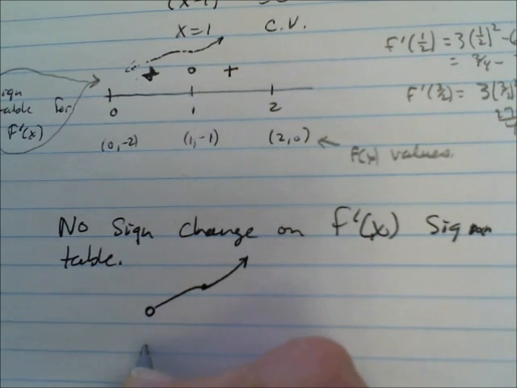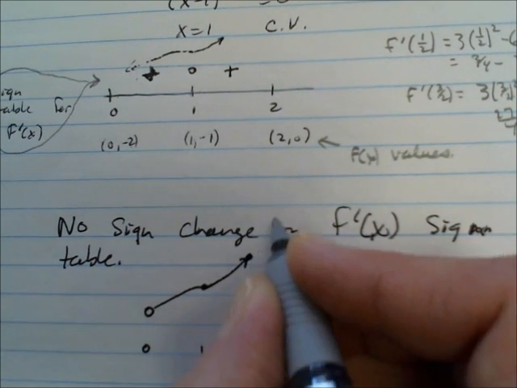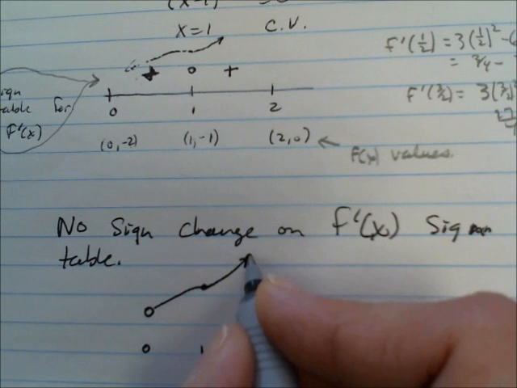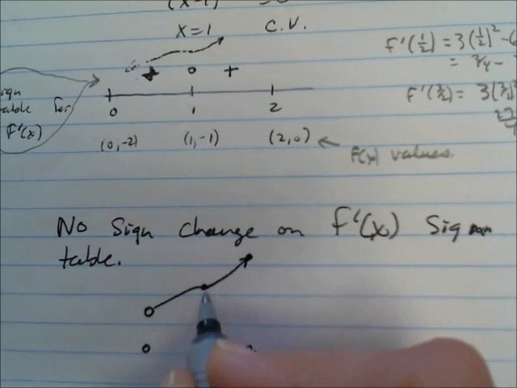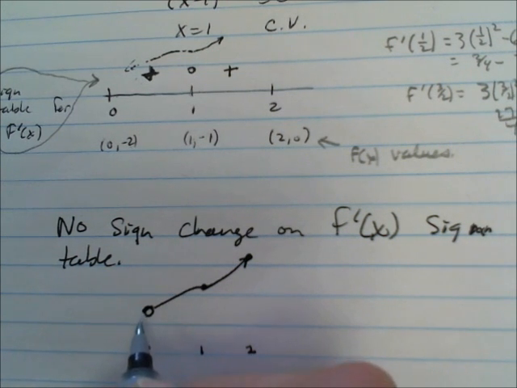Here's our x values. X is equal to 0, x equals 1, and x is equal to 2. And the y value here is 0. So this point right here is 2, 0. This point here is 1, negative 1. And this point, if it existed, would be 0, negative 2.